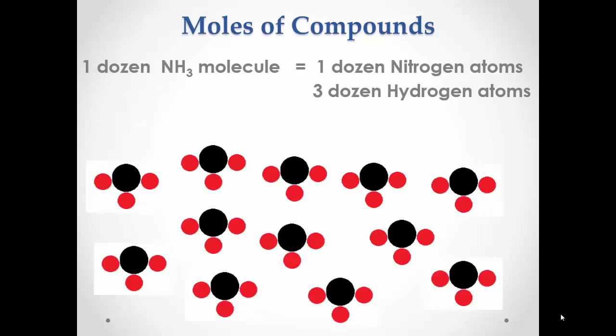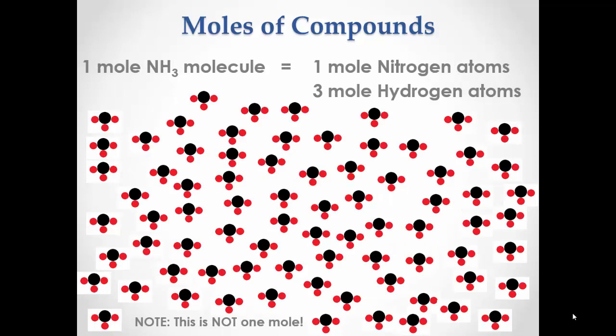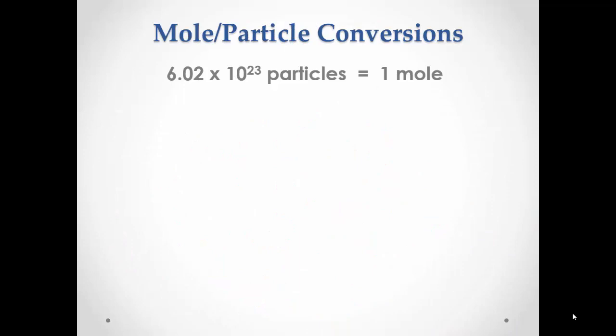If we make that a dozen ammonia molecules, we can say that we have 1 dozen nitrogen atoms and 3 dozen hydrogen atoms. Again, a 1:3 ratio of our nitrogen to hydrogen. The thing is, it doesn't matter how many moles of ammonia you have. There will always be a ratio of 1 nitrogen atom to 3 hydrogen atoms in your sample. So if we have 1 mole of ammonia molecules, then we will have 1 mole of nitrogen atoms and 3 moles of hydrogen atoms. So we know that 1 mole is equal to 6.022 times 10 to the 23rd particles.